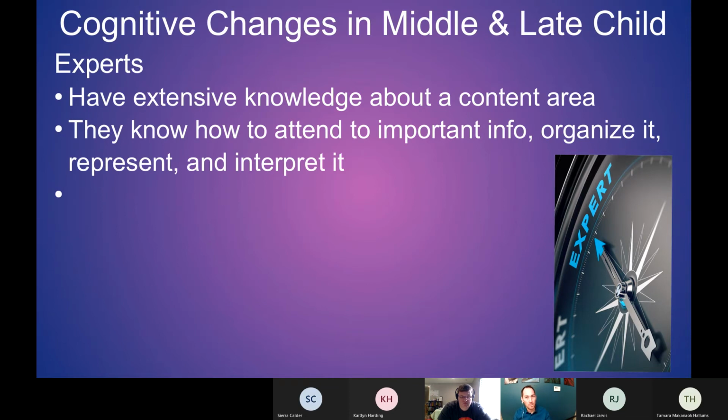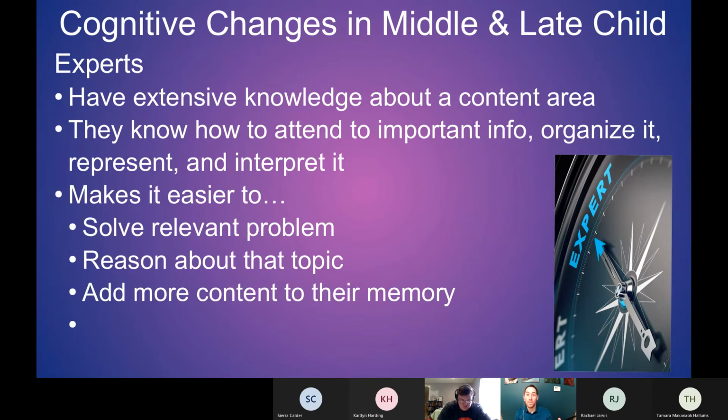So someone who's an expert in any of those given fields knows how to attend to important information, knows what's most pertinent, has already structures or cognitive schemas to organize things, so they're able to learn quicker in that area, interpreting information. They can solve problems around that expertise a lot easier. They can reason about that topic. They probably have more content in their memory about that topic, so it's easier to pull up that information.